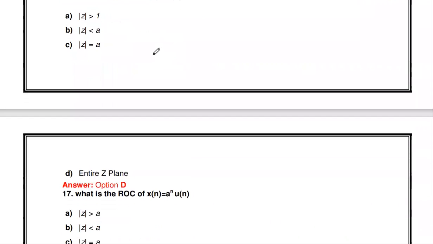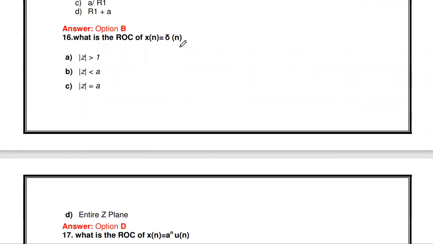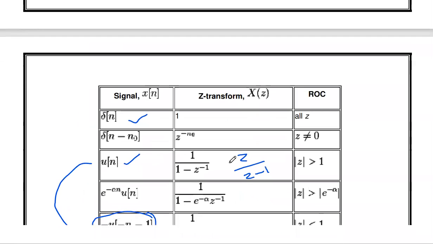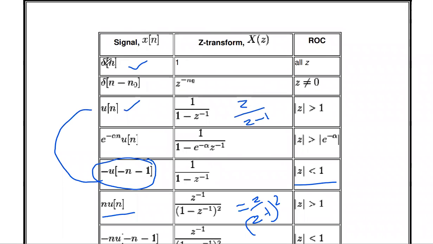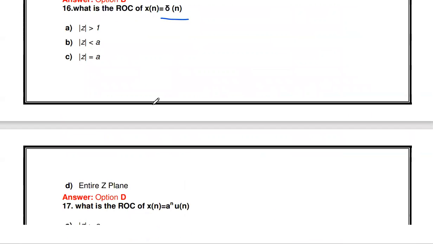Okay. Then the next one, what is the ROC of the unit impulse signal del of n? Okay. So already you know the Z transform of del of n is 1. So what is the ROC? The ROC is the entire Z plane. Okay, in the table also the ROC is given. Del of n has the Z transform 1. So irrespective of any value of Z, the Z transform of del of n is constantly 1. So that's why the ROC is the entire Z plane. Okay, so entire Z plane.